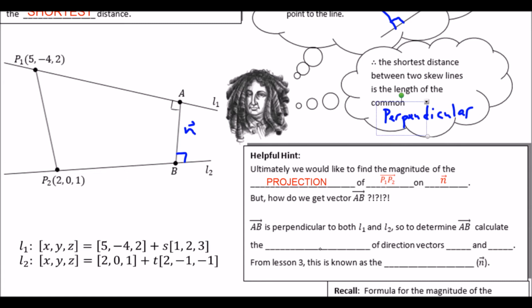Well, AB is perpendicular to both L1 and L2, so to determine AB, we need to calculate the cross product of the direction vectors of L1 and L2. If I get the direction vector of line 1 and the direction vector of line 2 and do the cross product, I'll get a vector perpendicular to both L1 and L2, which will be my AB. From lesson 3, we know this as the normal.